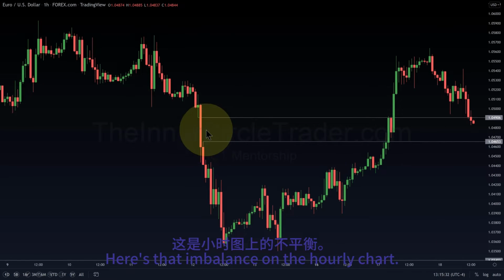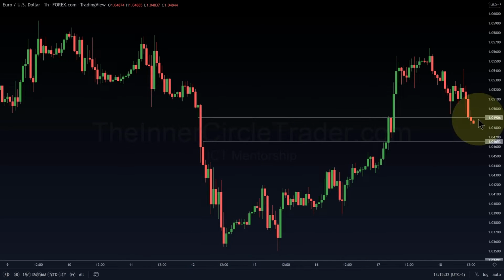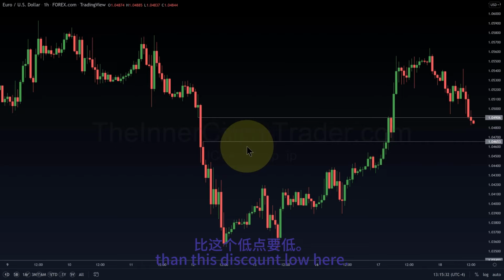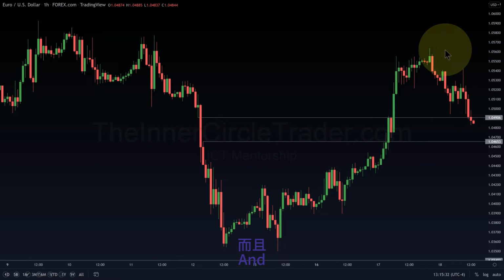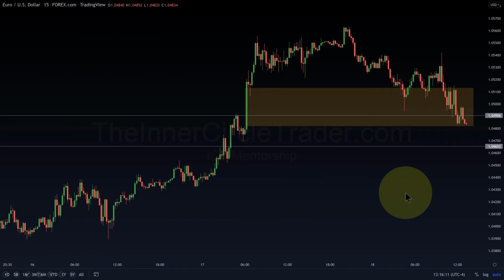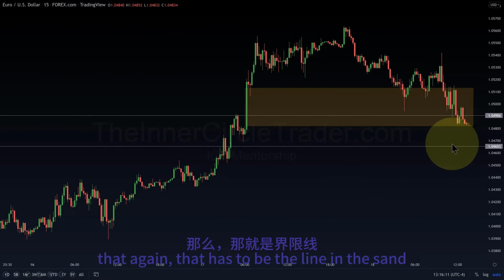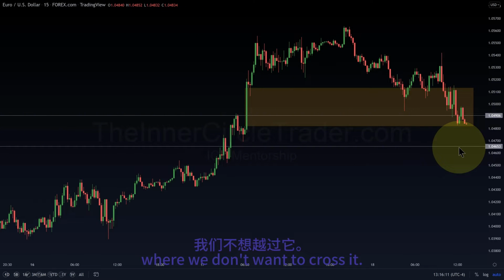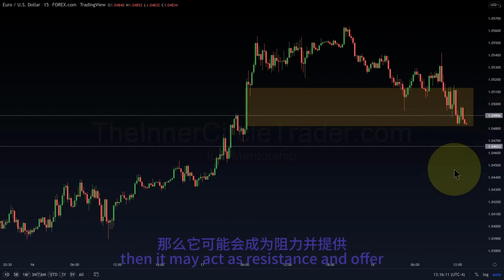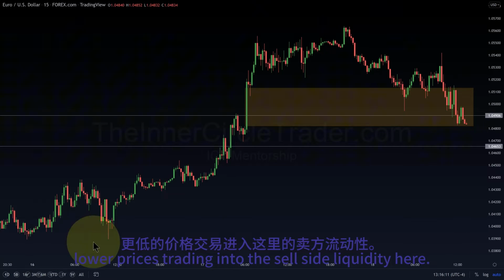Here's that imbalance on the hourly chart I mentioned on the daily chart, you would notice that we're here. So I don't want to see it trade any lower than this discount low here. And a lot of buy side here remains. All right, small little imbalance in here. I'm not sure if that'll hold, but if we trade down into this low here, that has to be the line in the sand where we don't want to cross it. If we go below that, then it may act as resistance and offer lower prices trading into the sell side liquidity here.